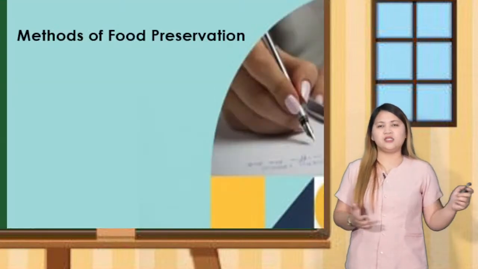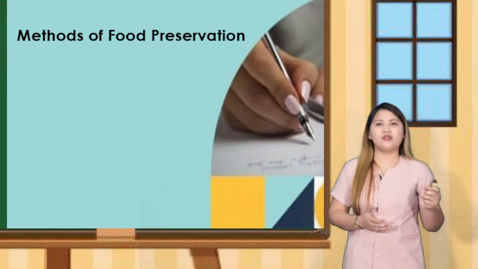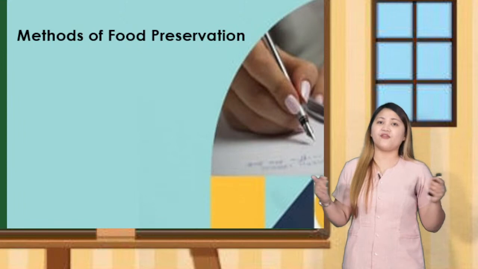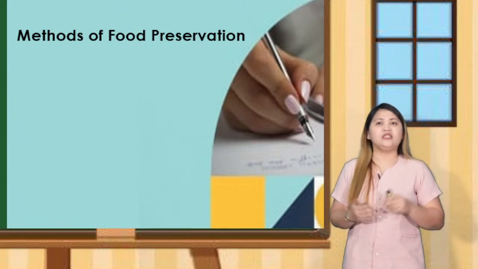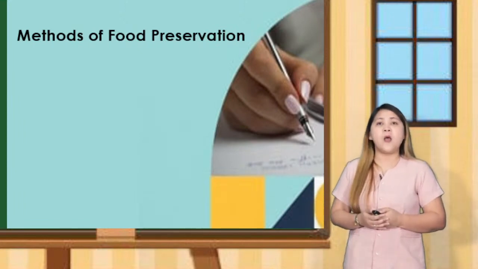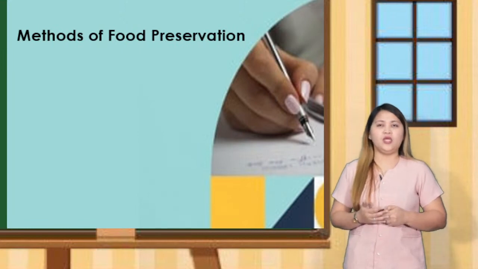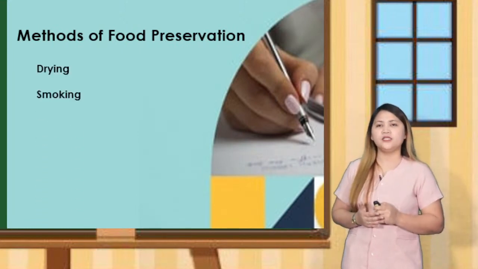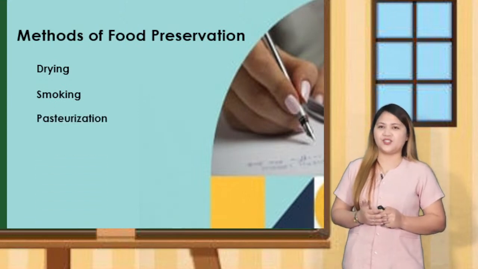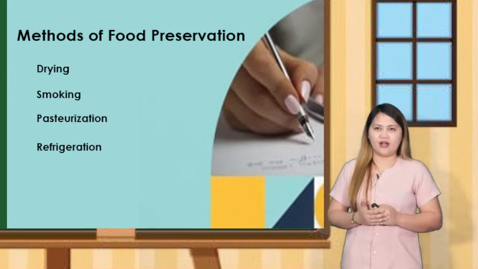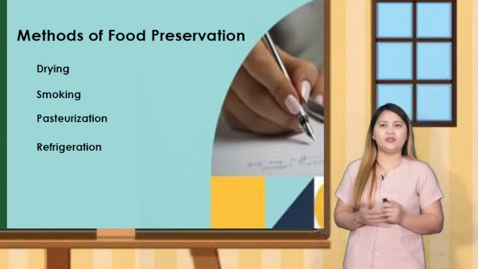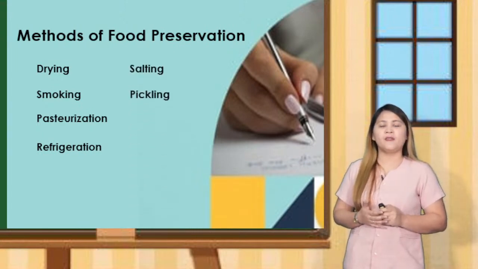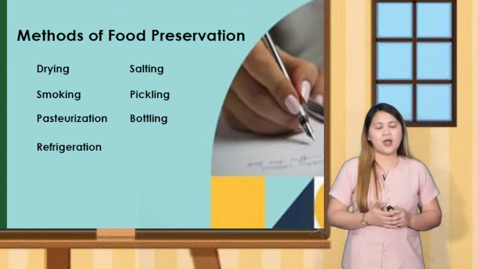The treatment destroys most of the microorganisms that cause spoilage and so prolongs the storage time of the food. So see, aside from answering those questions, we also discussed the different terminologies for the different methods used in preserving food. We already discussed drying, smoking, pasteurization, and refrigeration. But we also have salting, pickling, and bottling.